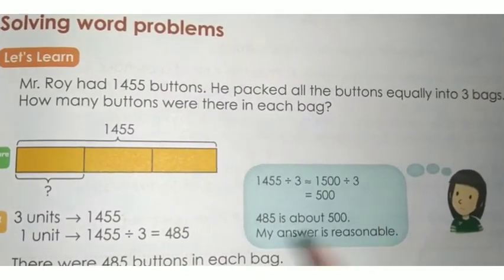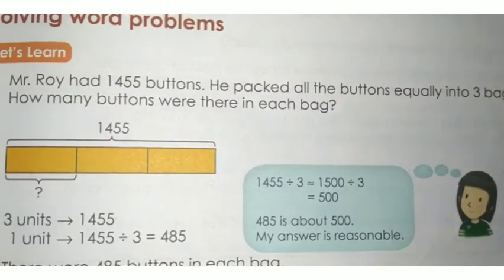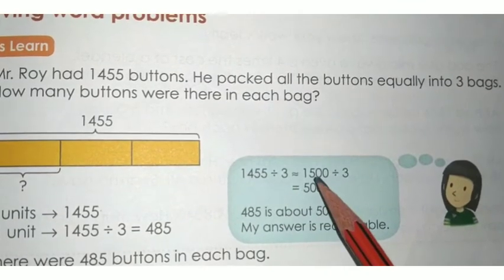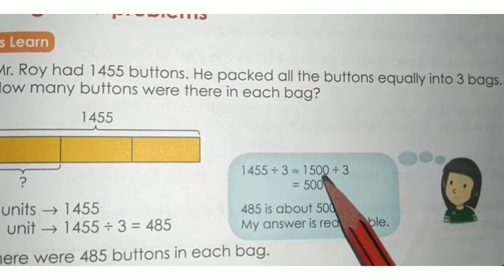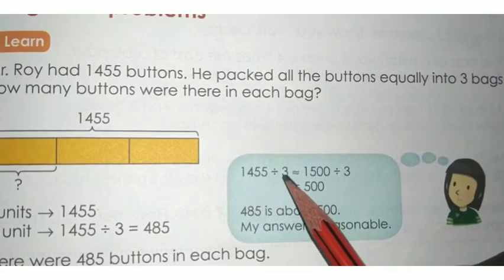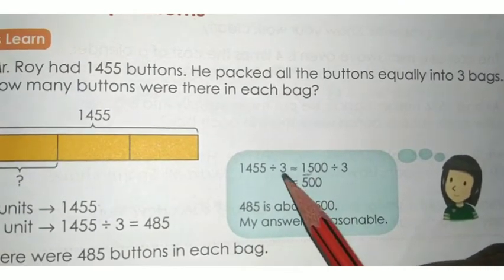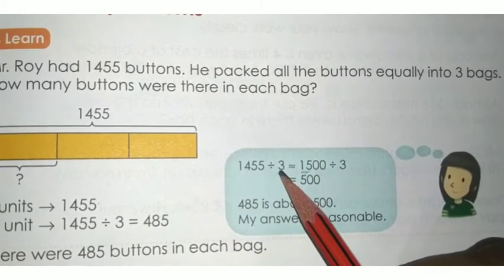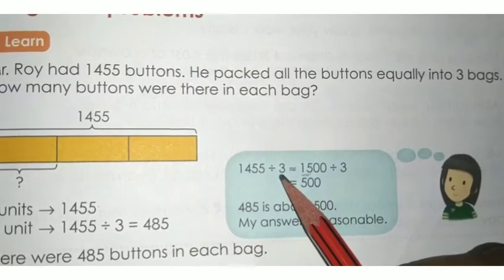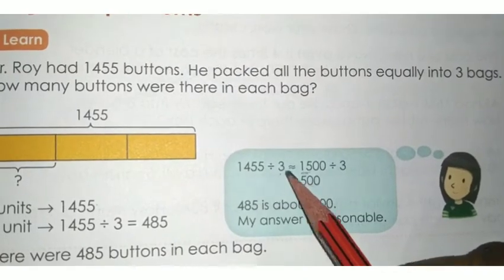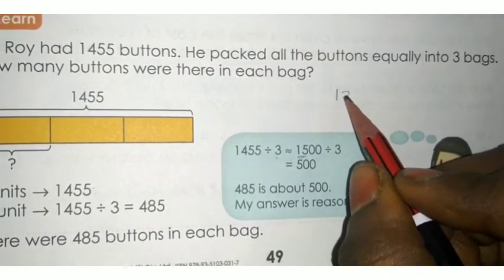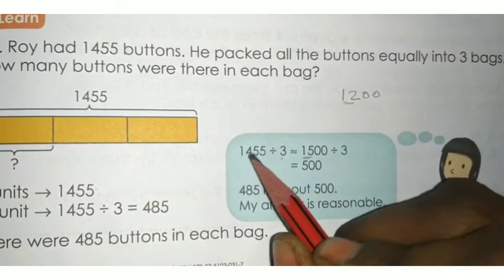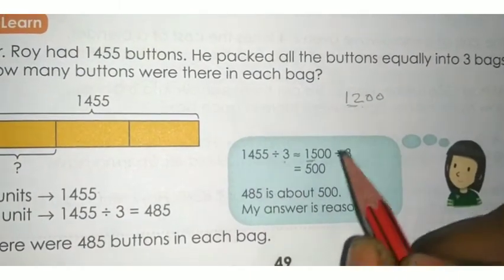Okay. Here estimation is done. 1455 is approximately equal to 1500. To find this, you have to say the table 3, multiplication table 3. 3 1s are 3, 3 2s are 6, 3 3s are 9, 3 4s are 12. So you have to take it 1200. 12 means 1200 because 4 digits are there. So we have to consider like this.